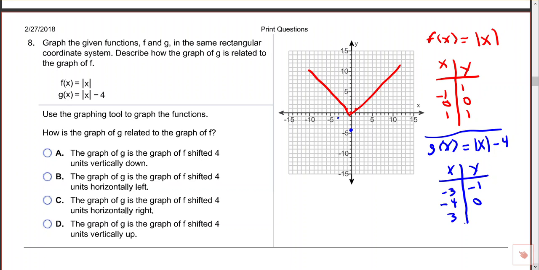And then 3, the absolute value of 3 is 3, and 3 minus 4 is -1. So again, you have that symmetry there. So you can see that the g function graph is the same as the f function graph, except that it's shifted down vertically 4 places.